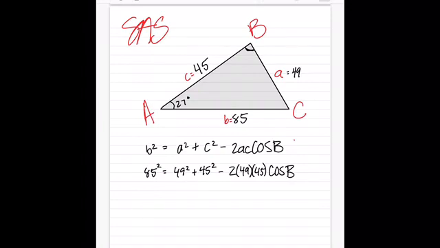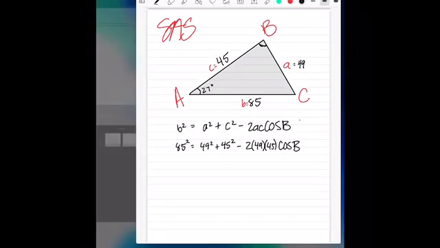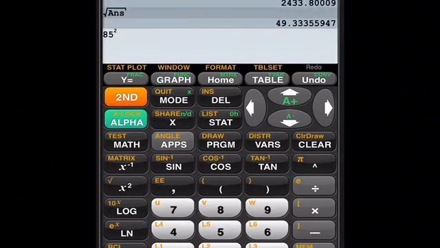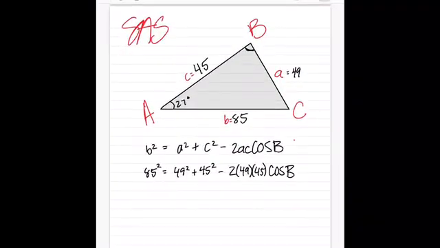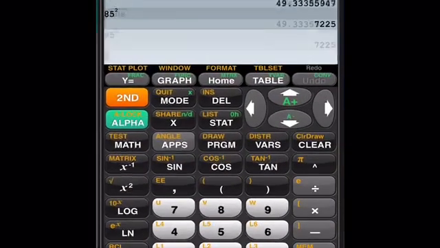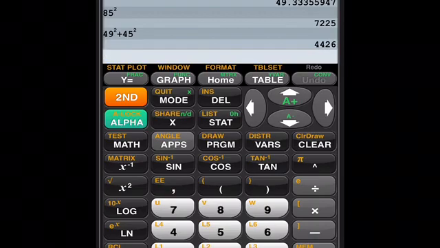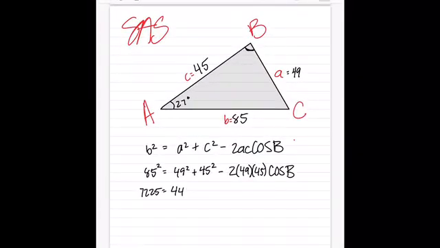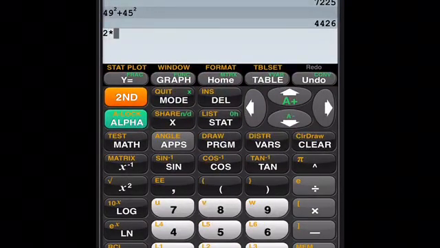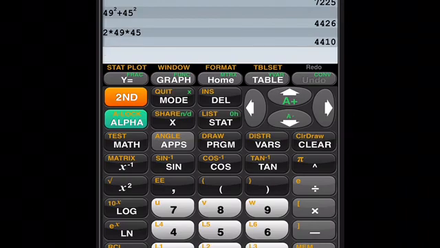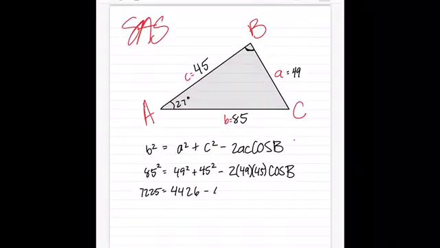85 squared. Okay, so I'm going to do 49 squared plus 45 squared, but I guess I can go ahead and do 85 squared first. So 85 squared is 7225. 49 squared plus 45 squared is 4426, minus 2 times 49 times 45, which is 4410, cosine of B.